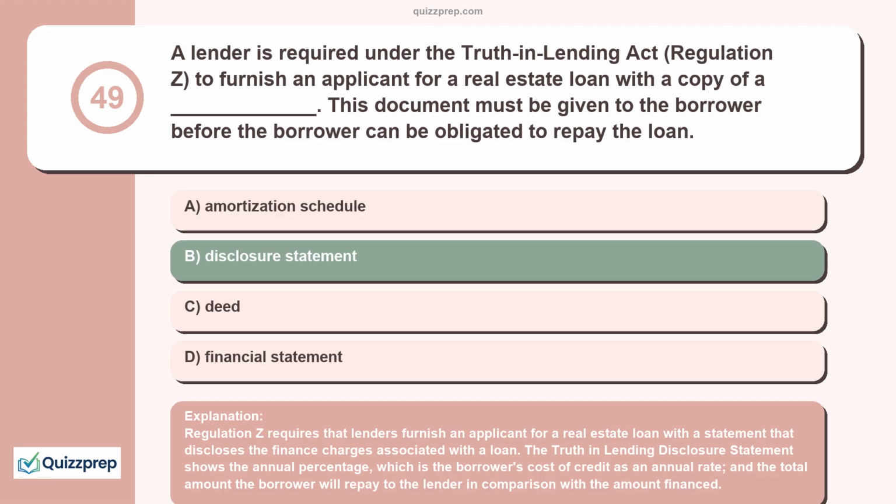Regulation Z requires that lenders furnish an applicant for a real estate loan with a statement that discloses the finance charges associated with a loan. The Truth in Lending disclosure statement shows the annual percentage rate, which is the borrower's cost of credit as an annual rate, and the total amount the borrower will repay to the lender in comparison with the amount financed.